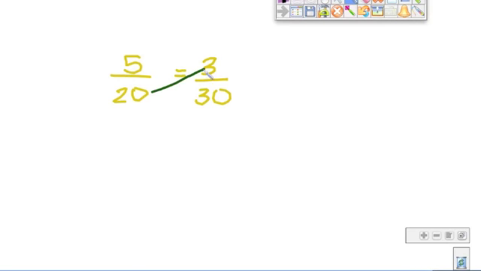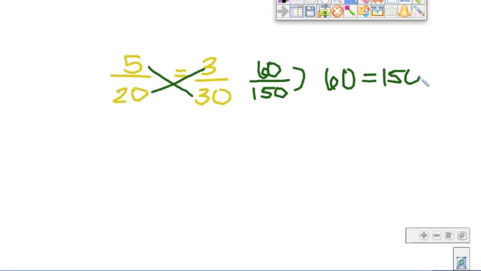So the first thing I'm going to do is 20 times 3, which is going to give me 60. And then 5 times 30, which is going to give me 150. Are these the same thing? Does 60 equal 150? No, it does not. So these are not equivalent. It is not a direct variation. Okay?